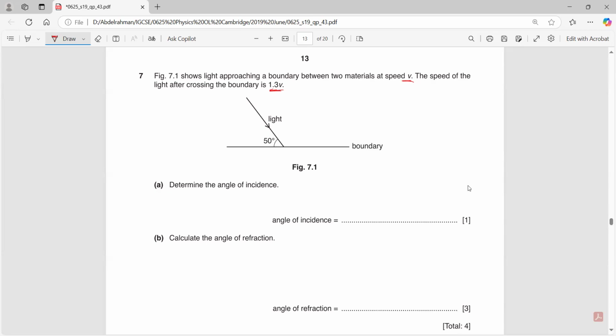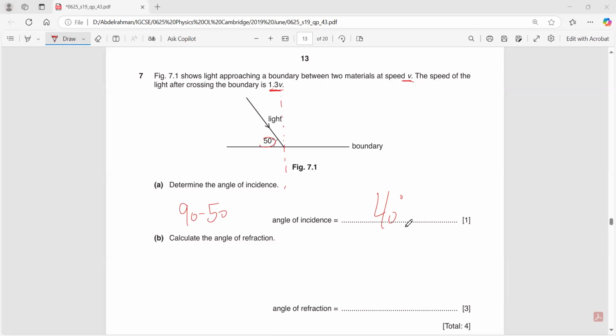This means that the speed has increased. Just put it into consideration. The speed has increased. Okay, what is the angle of incidence now? Is it 50? Definitely not. It's not 50. You have to draw the normal and say that the angle of incidence is 90 minus 50, which is 40 degrees. This is the first part of the question. The angle is 40 degrees.